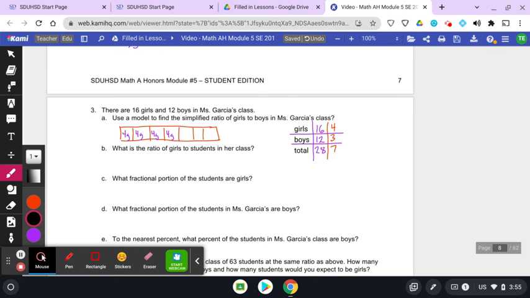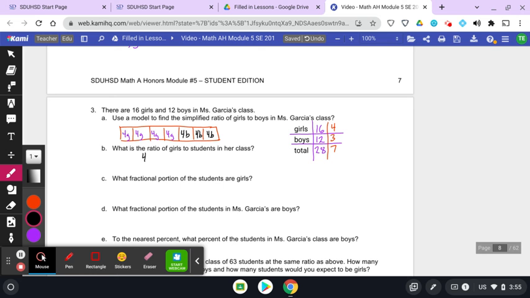And 3 of the sections would be 4 boys. That gives me my 16 girls and 12 boys. Okay, what is the ratio of girls to students? So I want to go with my reduced one. Girls is at 4, students is at 7, so 4 to 7.